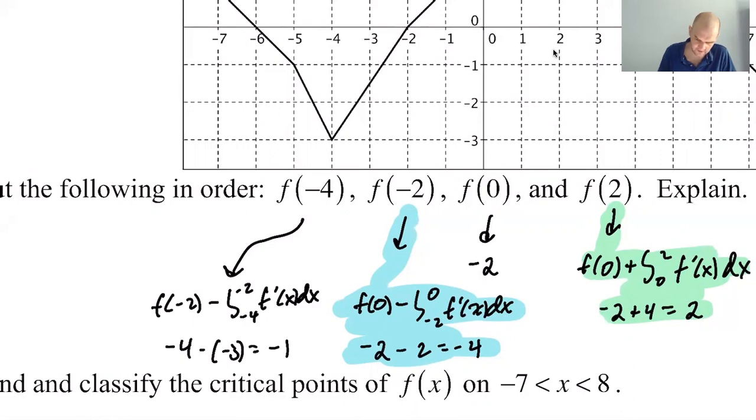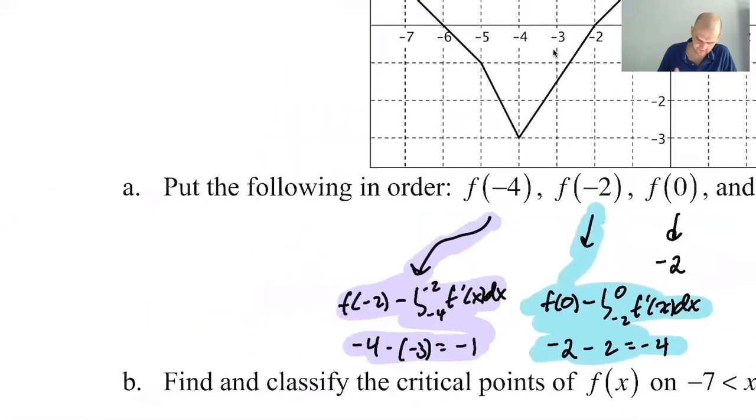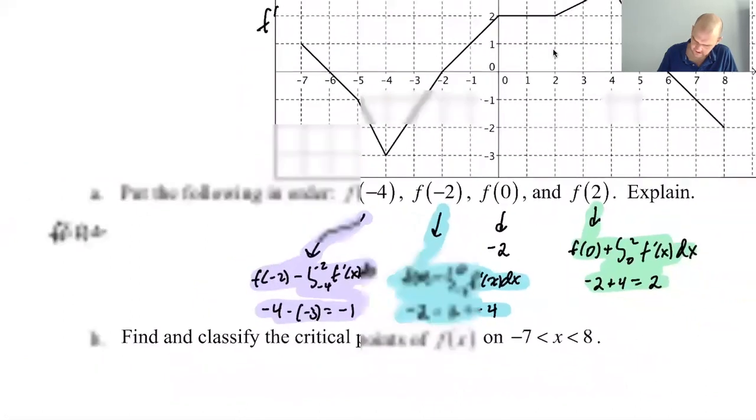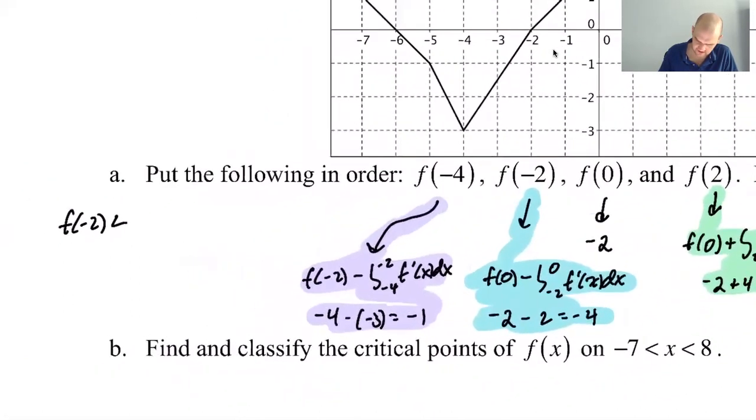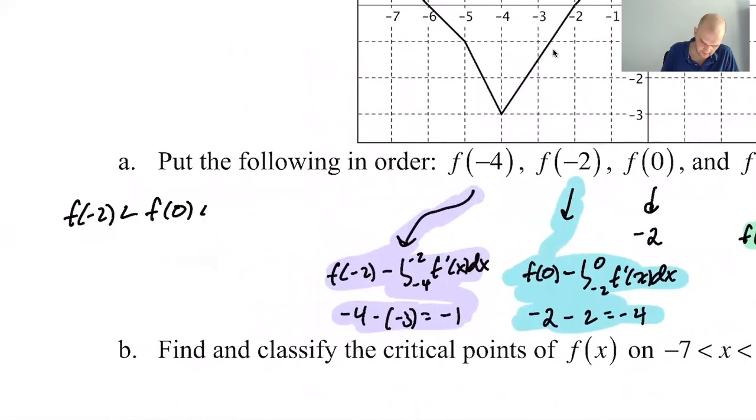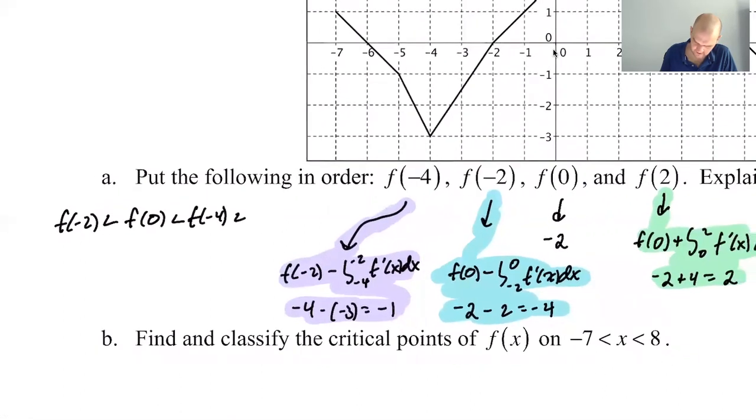Okay, so what's our order? What color should we use? All right, so we got -4 is the smallest. So f of -2 is less than -1 is next. Nope, -2 is next. f of 0, which is less than -1, I think is next. f of -4, which is less than, what's the other one? f of 2. I believe this to be the order. I highlight this. This is my order.